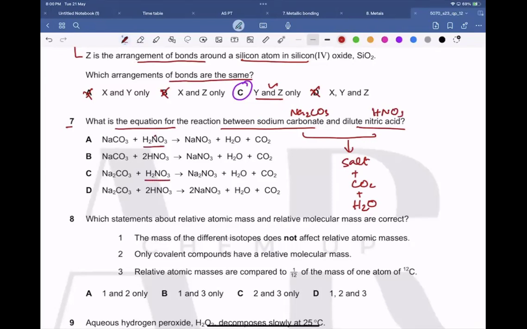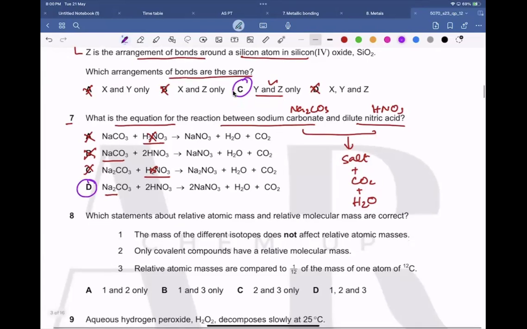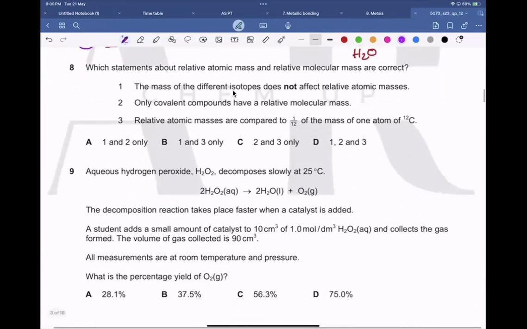So here H2NO3 makes A and C go wrong. Now we are left with B and C. If you see, there are two sodium atoms, and here in C, the formula of sodium carbonate is wrong. So B goes wrong as well. There is no need to look at all the equations because we got three options wrong. So obviously the fourth one is correct. D. Yes.